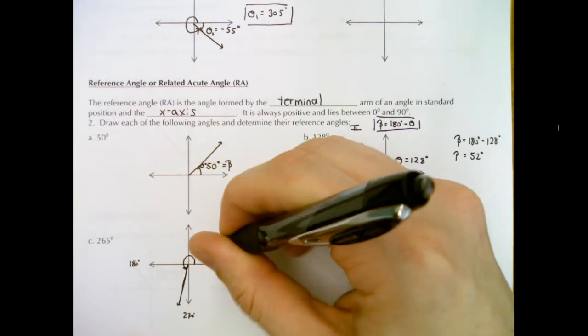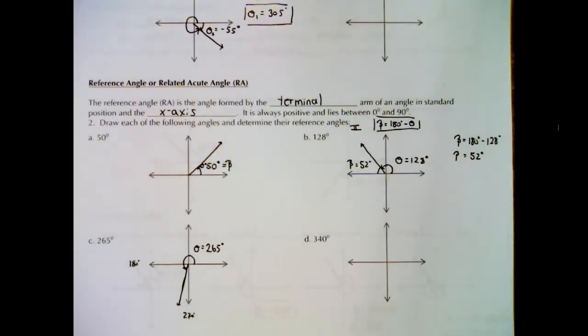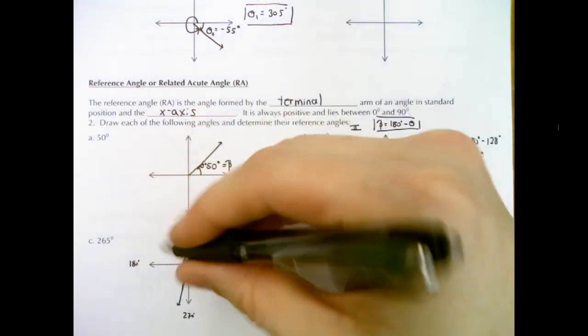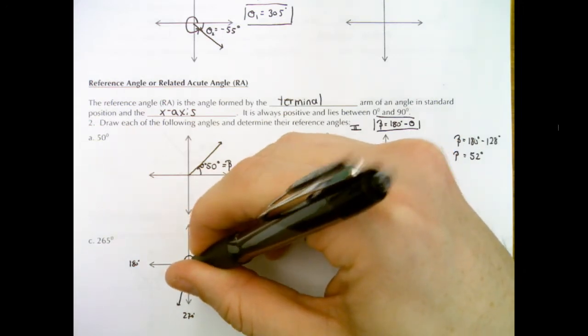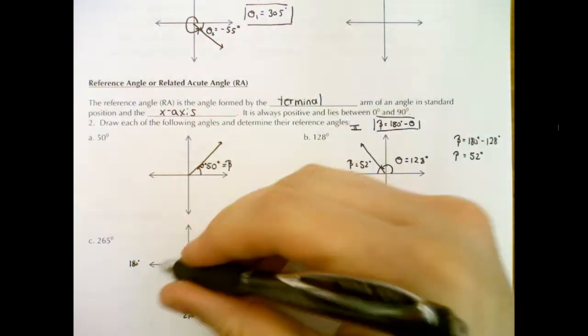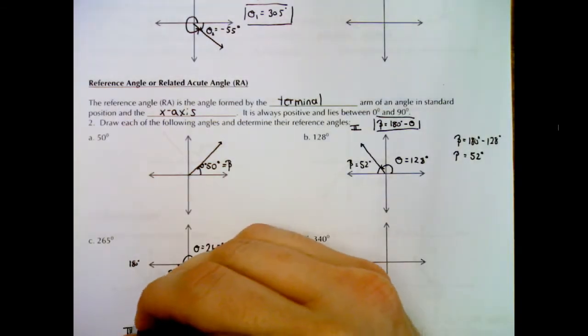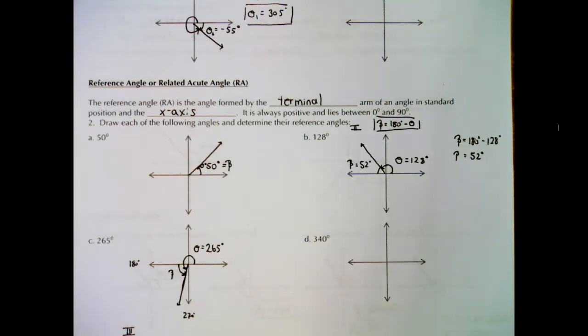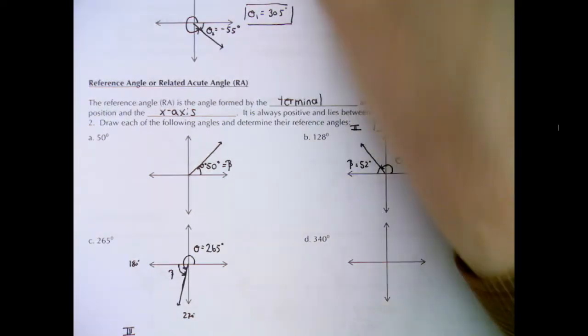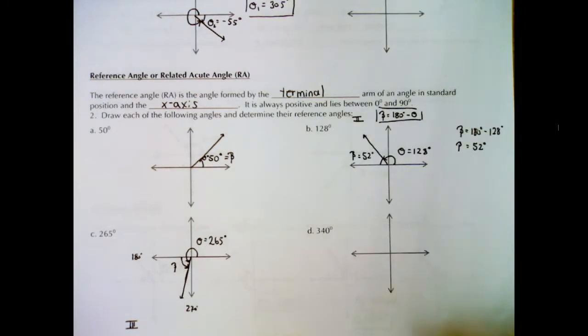There's my 265. So where's my reference angle? Well, my reference angle, or my related acute angle, would be right here. And we're in the third quadrant. So how do I find a reference angle in the third quadrant? Well, if I had rotated all the way to here, that'd be 270 degrees. So to find my related acute angle, I fall a little bit short.